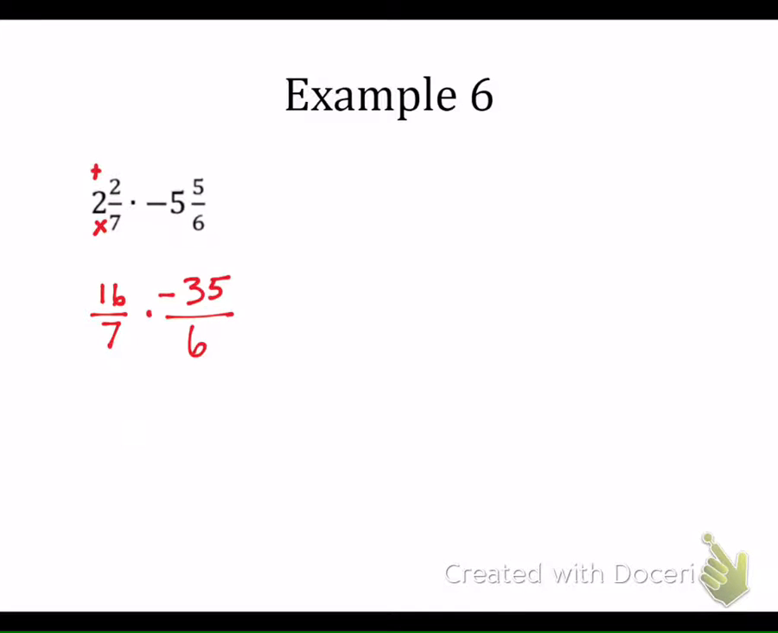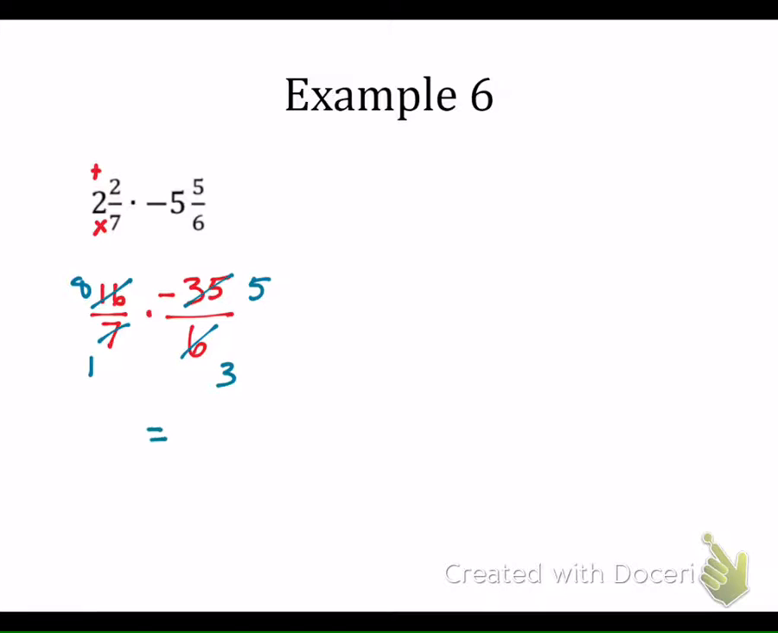Okay, pause here if you need to. Go ahead and double check that math for me. And then we are going to start cross canceling on this one. So I see right away that 7 and 35 are both divisible by 7. So 7 goes into 7 one time, and it goes into 35 5 times. Okay, and these guys are both even, so I can divide them both by 2, and I get 8 and 3.